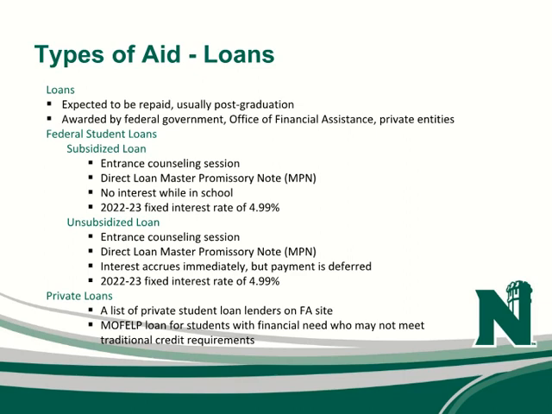Private student loan options are available for students with unmet need. A list of private loan lenders may be found on the Northwest Office of Scholarships and Financial Assistance website. One private loan option available to students meeting the income and grade point average or ACT criteria is the Moffelt loan. This loan has a 0% interest rate and less rigorous credit criteria.